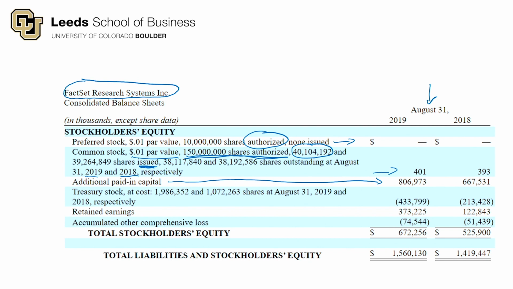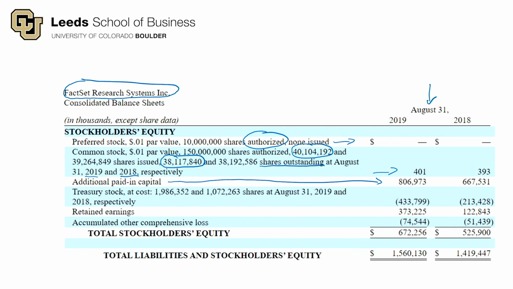The next number is shares outstanding. So let me erase some of these lines here. Now we're going to talk about shares outstanding. And as of August 31st, 2019, FactSet had 38 million shares outstanding. This is less than 40 million.